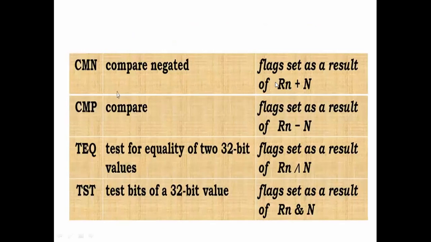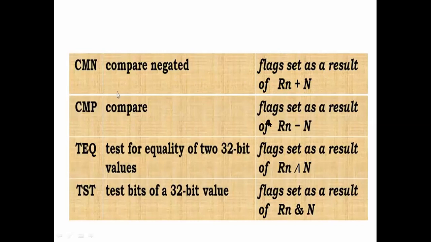So compare and negate means what it will do. It sets the flags as a result of Rn plus N. So normally it will do this operation, Rn plus N. The result will not be stored in any of the registers. It will just update the flags.